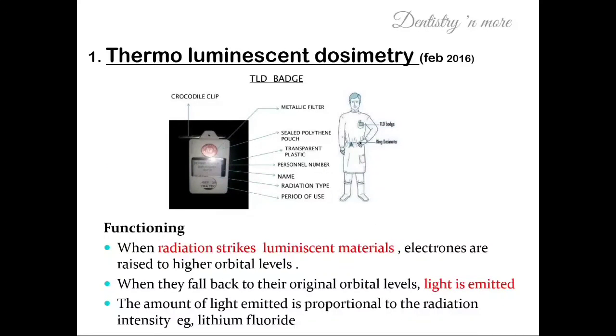The next short note that can be asked is Thermoluminescent Dosimetry, that is TLD badges. The function of TLD badges is to check how much dose has been taken up, and it is evaluated within 3 months. Once radiation strikes the luminescent material, which here is lithium fluoride, the electrons are raised to higher orbital levels. Once they get back to the original orbital levels, light is emitted. The light emitted is directly proportional to the radiation intensity. That is the function of thermoluminescent dosimetry.